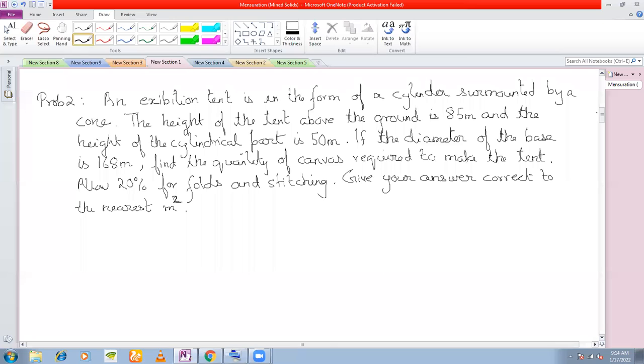The question here is that an exhibition tent is in the form of a cylinder surmounted by a cone. Okay. So how does the tent look like? It is in the form of a cylinder surmounted by a cone. So you have a cylinder. Surmounted means you have at the top. So just at the top you have a cone. So this is how your tent looks like.